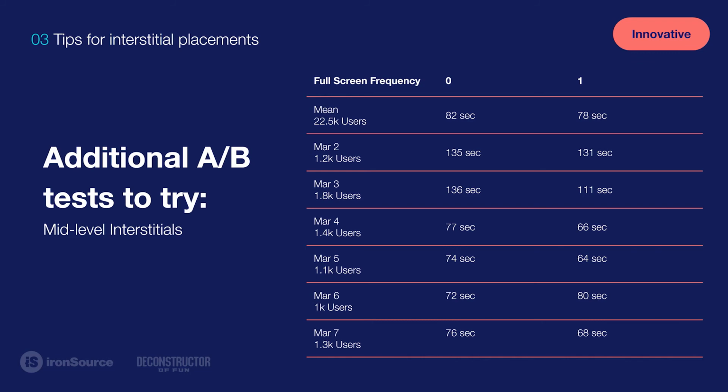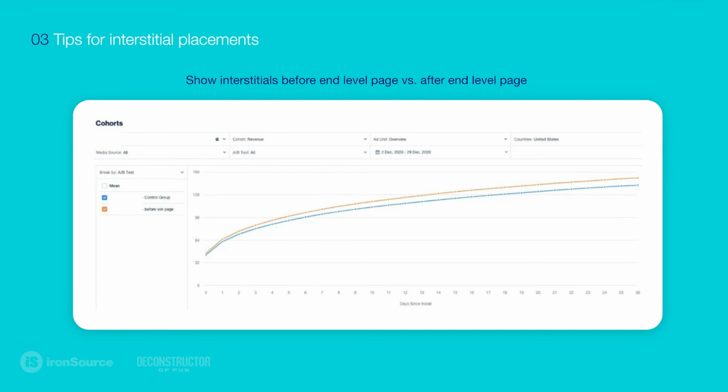And if you see that your full screen frequency is higher, then it gives you the opportunity to optimize interstitials, right? To either make your levels shorter so that you can have more commercial breaks, or to find a way to introduce mid-level interstitials into your game. And over here you can see an example of another A/B test that we are doing more and more, and that's the before win page versus after win page interstitials A/B test.